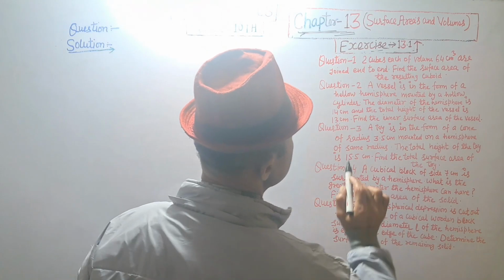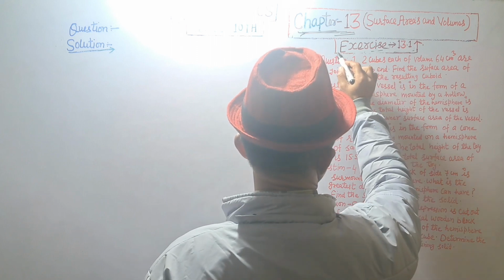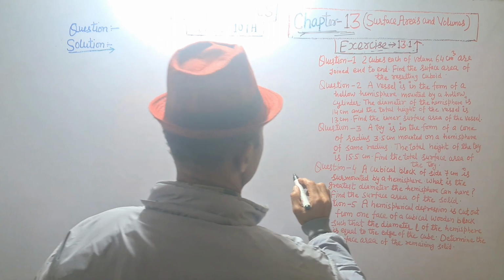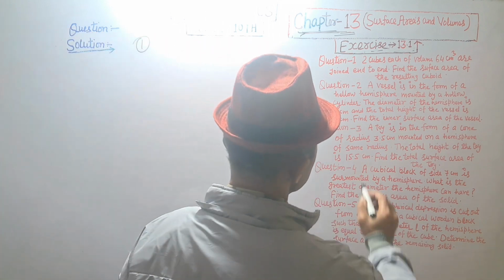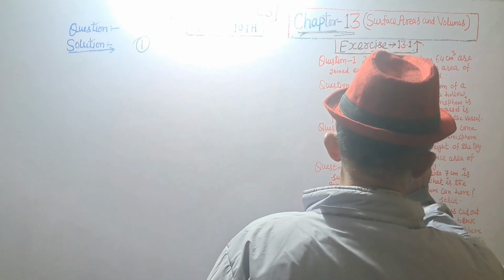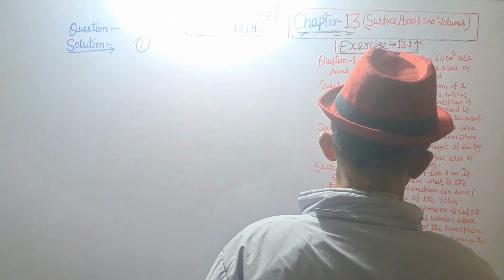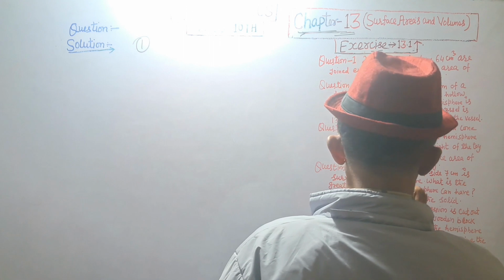Chapter 13, Surface Areas and Volumes. Exercise 13.1. Question number 1. Two cubes, each of volume 64 centimeter cube, are joined end to end. Find the surface area of the resulting cuboid.